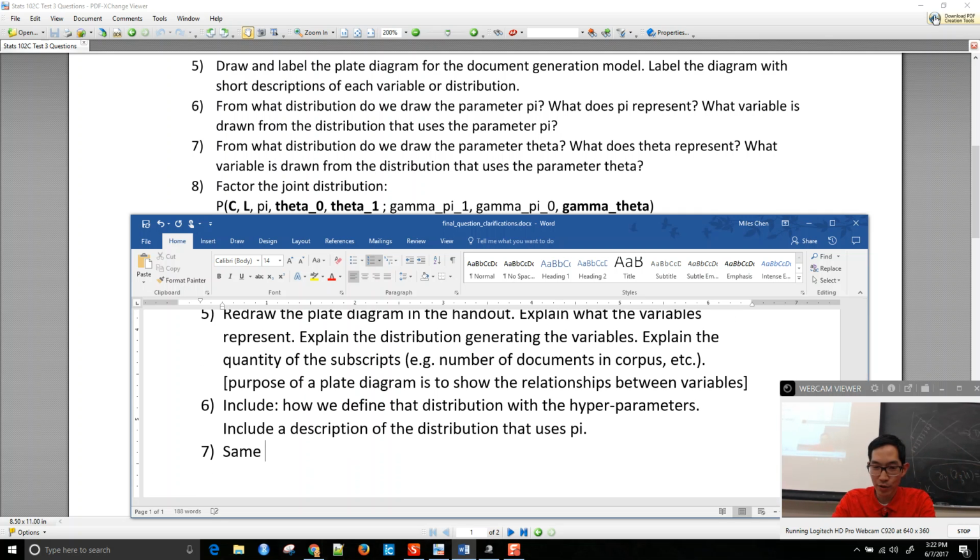Basically, for 7, same as 6. So from what distribution do we draw the parameter theta? Include how we define that distribution with the hyperparameters. What does theta represent? What variable is drawn from the distribution that uses the parameter theta? Basically include a description of the distribution that uses theta, and what that is.